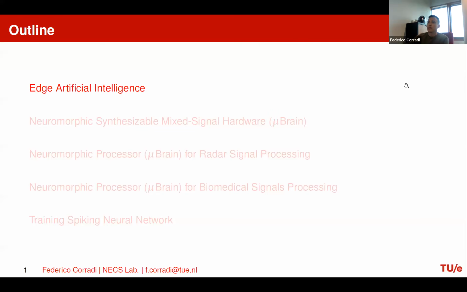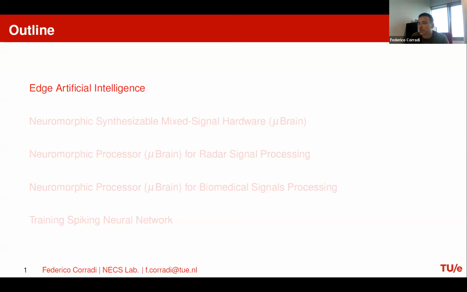So the outline of today, I want to introduce what I mean by edge artificial intelligence. And then I want to show you one architecture that we developed called the microbrain, and then a couple of applications that we can cover with this type of architecture. One is on radar signal processing, and the other one is on biomedical signal processing. And then I want to tell you a bit of what's coming next.